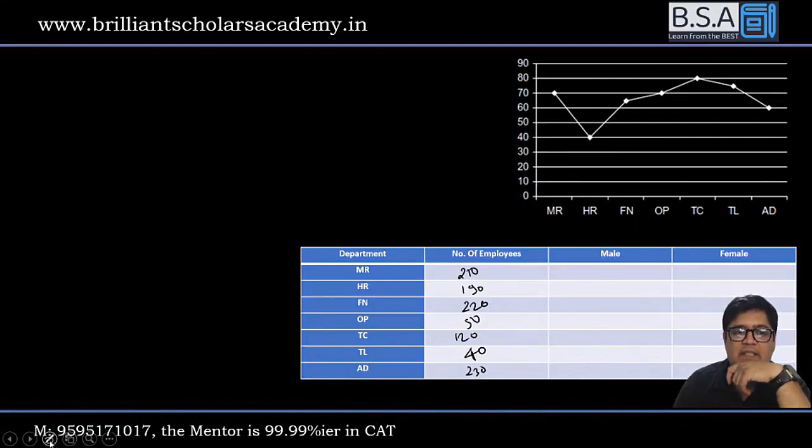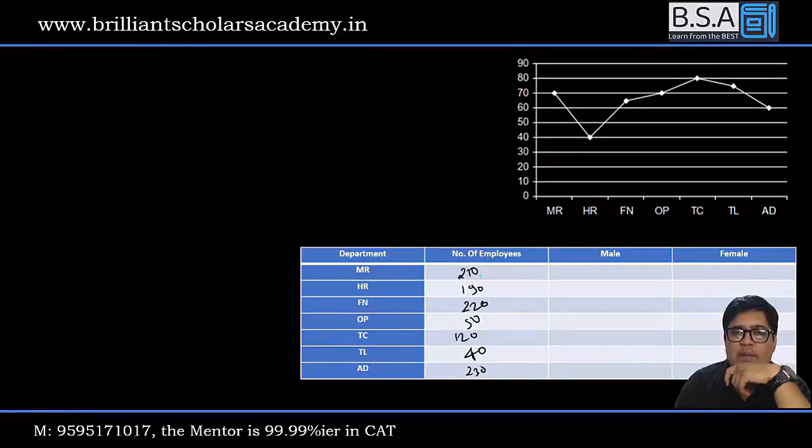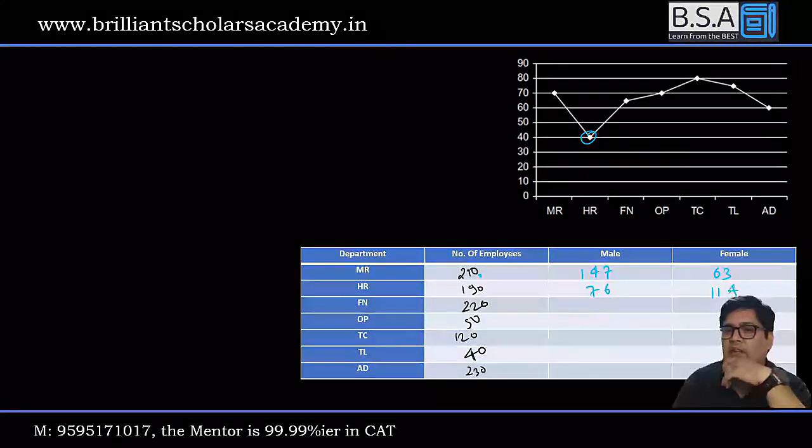So 70% would mean remove this 0 and make it 7 times. So 147 are male. So 30% are female. 30% is 3 times 63. Male, female, find them, your answers are ready. This is 40%. 40% is remove the 0 and make it 4 times. So that is 76. Subtract 76. 114 are females.